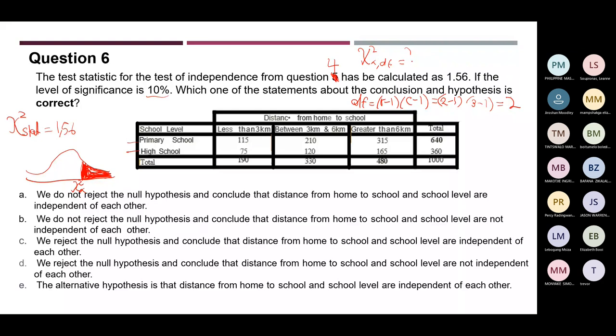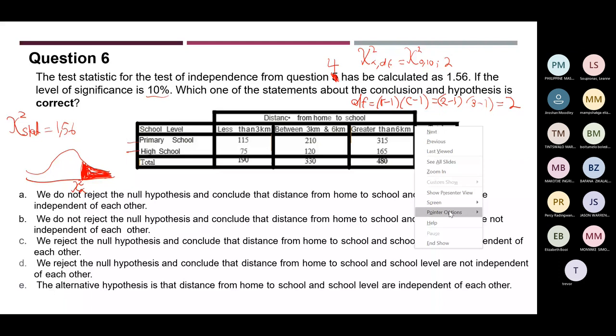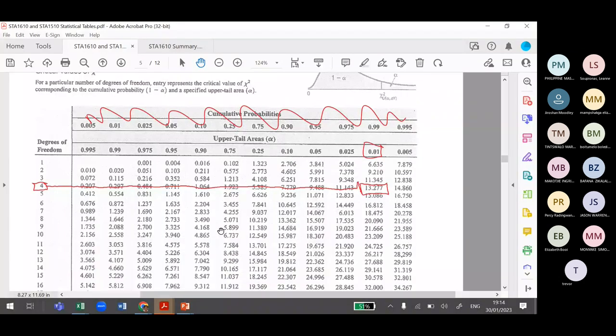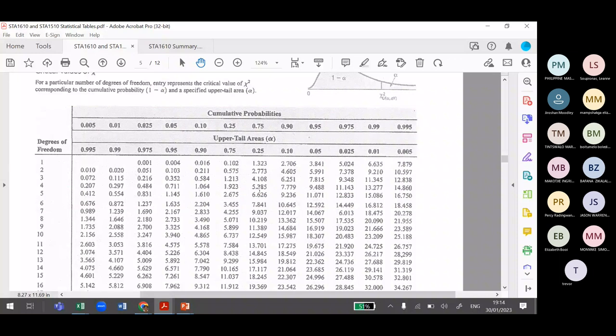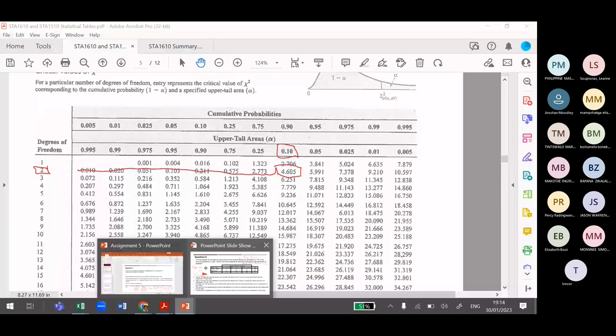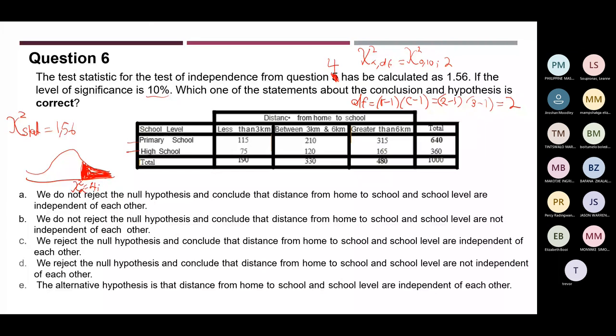So our critical value, we're going to find it at 0.10 and 2. So we need to go to the table. The next step is to go to the table and look for 2 degrees of freedom. And our alpha is 0.10 because it's 10%. So they both meet, and that is your critical value, 4.605. So we go back there and we say this is 4.605.